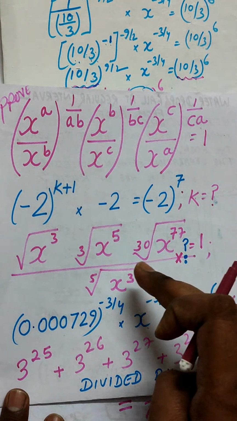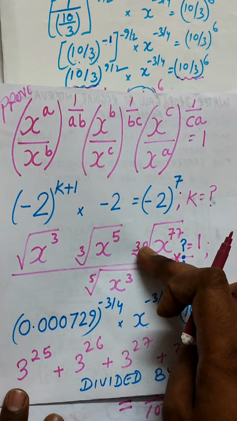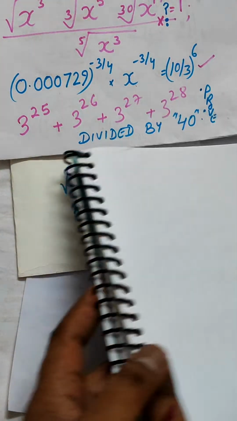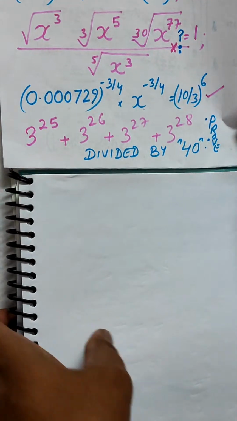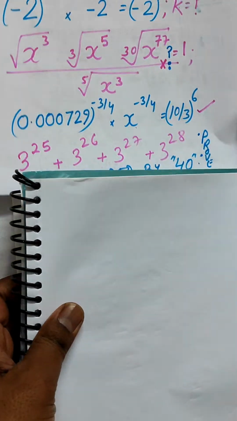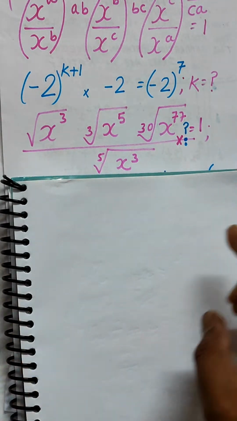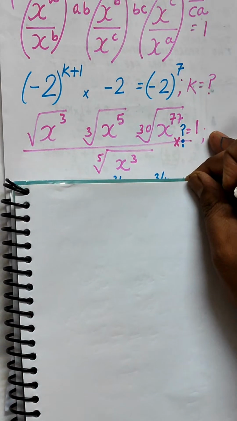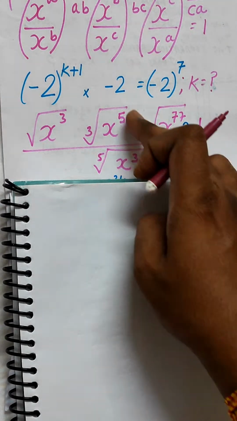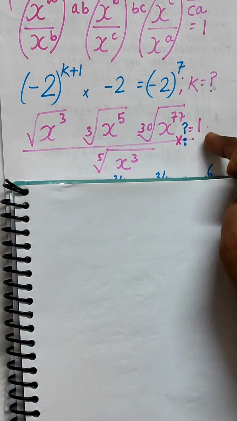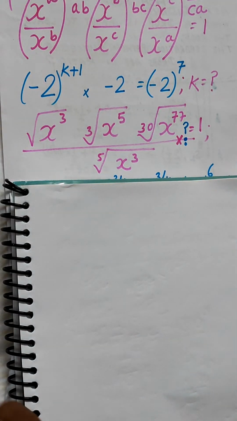Now come to the third question. What was our third question? I'm hiding the last two questions now. The third question was this one. This was the expression given to you. What needs to be multiplied with this, the question mark, to get 1?